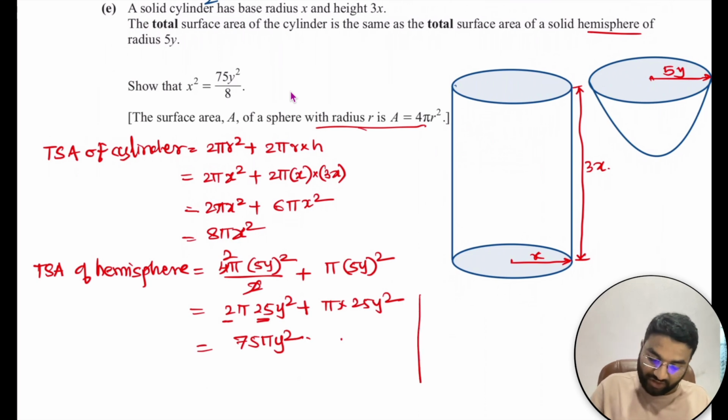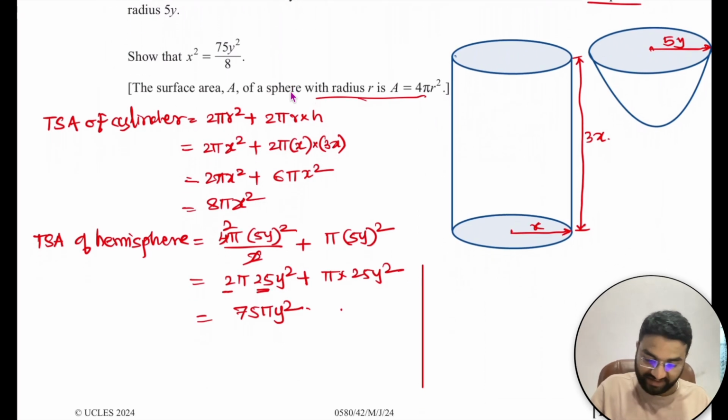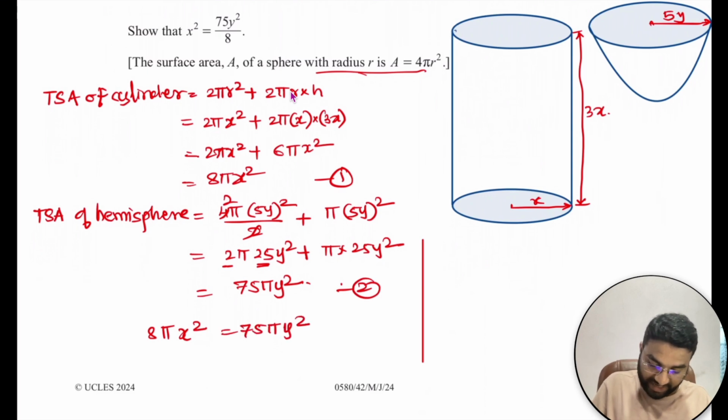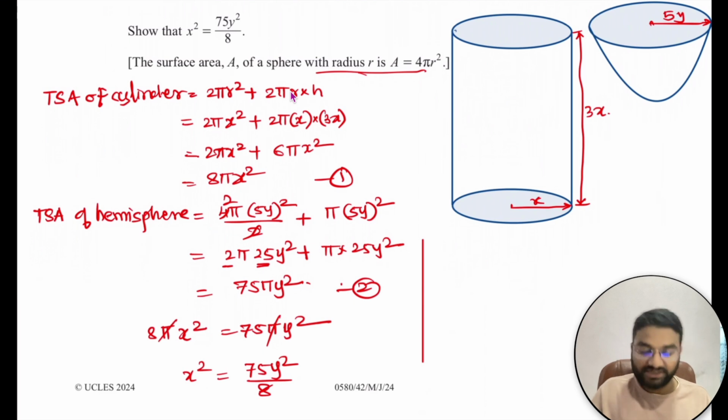Okay, and these total surface areas are equal, isn't it? So we have to compare those two areas. So 8 pi x square is the first one, and the second one is 75 pi y square. So pi on both sides gets cancelled out and we will get x square is equal to 75 y square upon 8. That's it. So I hope you understood this whole part, and if you write step by step like this, you will get full marks.